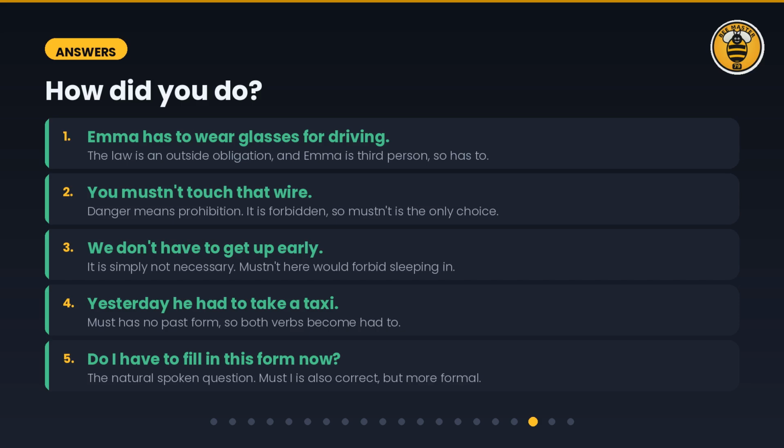And finally, Do I have to fill in this form now? That is the natural spoken question. Must I fill in this form is also correct, but it sounds much more formal.